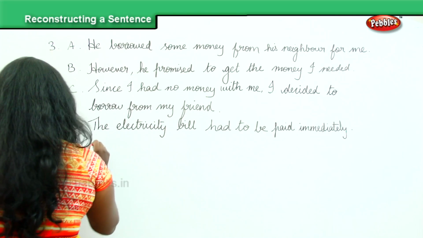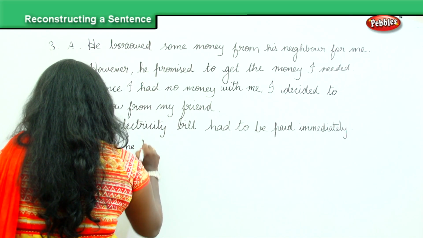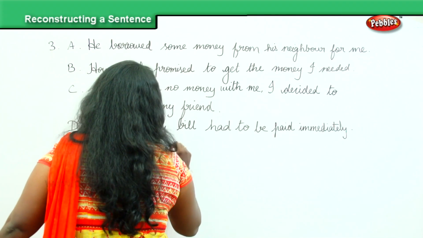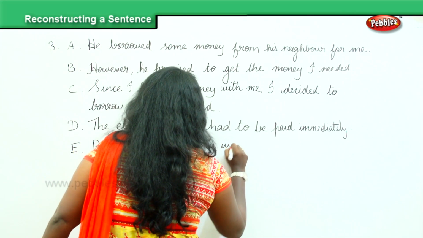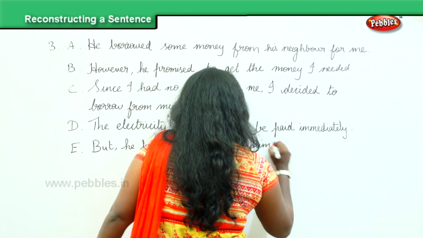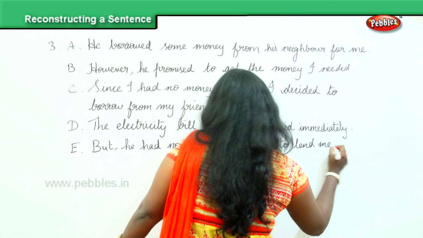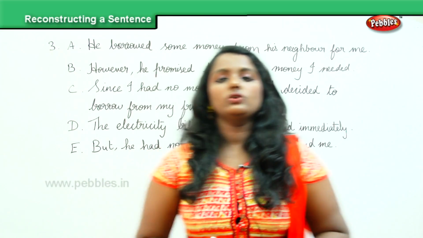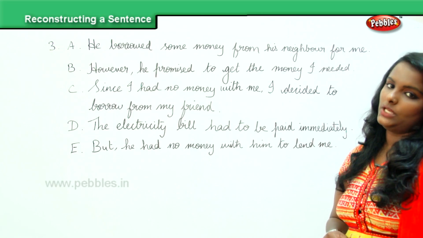My fifth sentence. But he had no money with him to lend me. So these are my 5 sentences. I would like you to go through the 5 sentences and arrange them in the proper sequence.